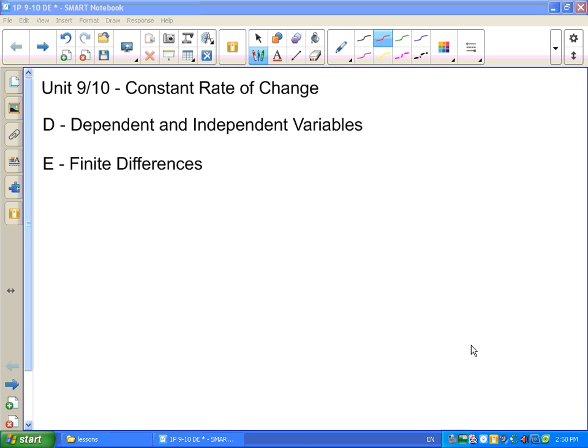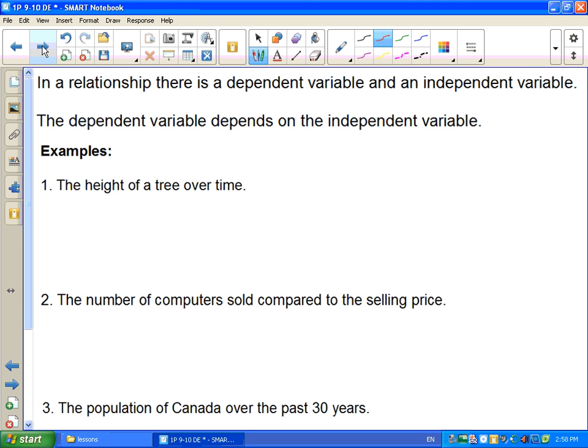So we're working on Unit 910, Constant Rate of Change, and we're going to cover some material from boxes D and boxes E. In box D, we're talking about dependent and independent variables, and in box E, we're going to look at what finite differences are and how we calculate them. So first off, dependent and independent variables.